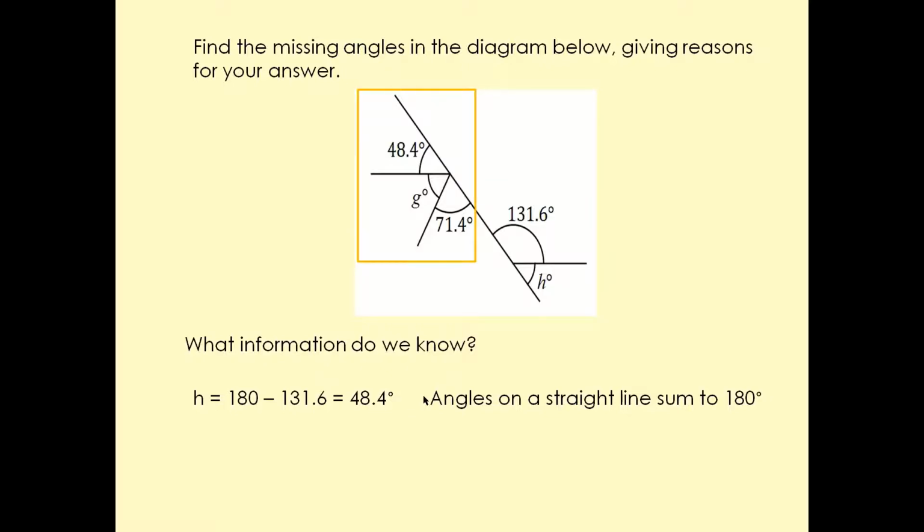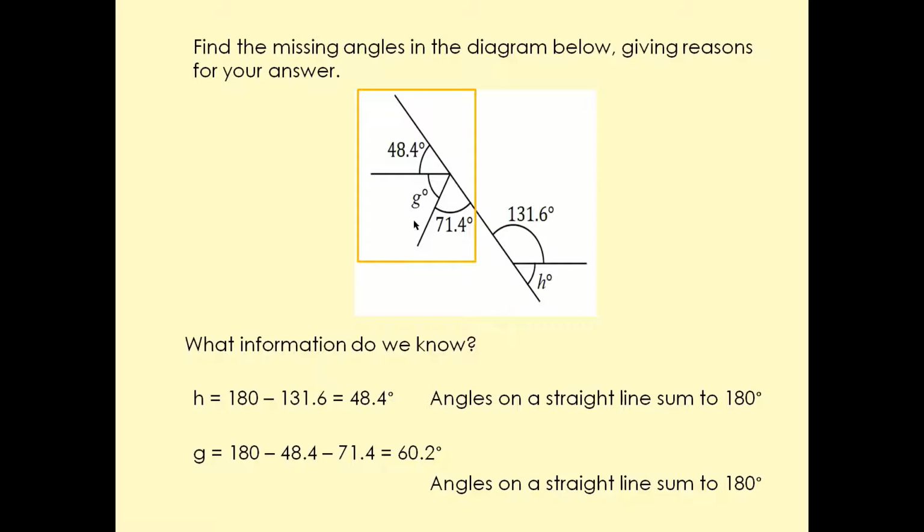And to calculate G, it's the same reason again. All the angles on a straight line add up to 180 degrees. So you add up these two angles and take away from 180, or you can do 180, take away the first angle and take away the second angle, and that will give you 60.2 degrees. Don't forget to write your reasons, because there are always 1 or 2 marks for writing your reason.